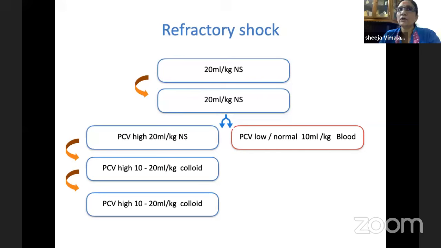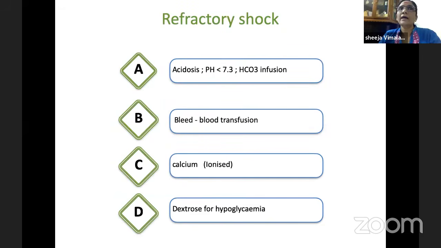If he's having shock and his PCV and hemoglobin is low, we should understand that this is due to a bleed which has happened, which we are not picking up clinically, and the child requires a blood transfusion. And any case of refractory shock, think of ABCD, acidosis. So if you find a child is in shock and his pH is less than 7.3, give bicarbonate.